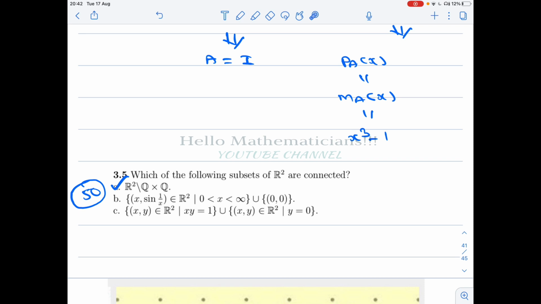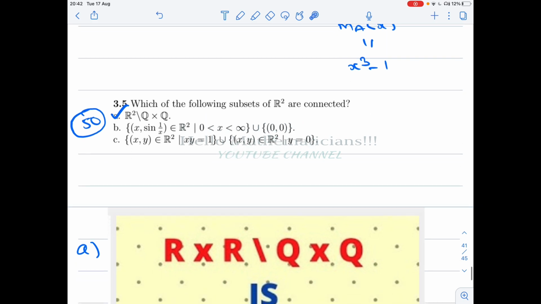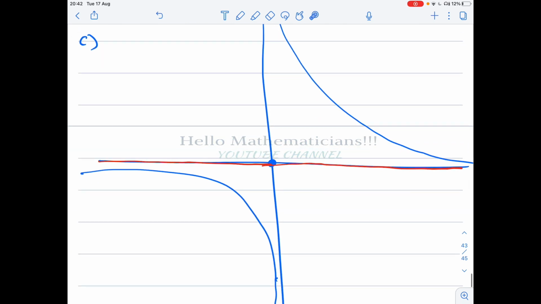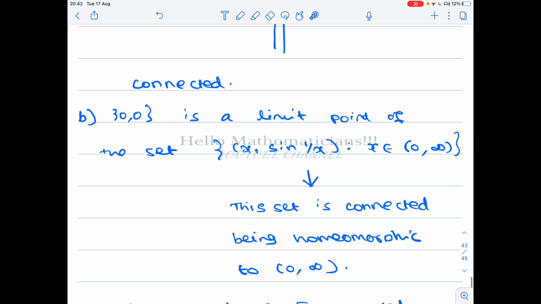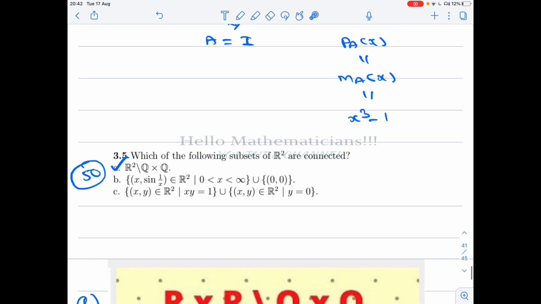It looks like the topologist's sine curve, but it is not. In the topologist's sine curve, you need the points on the y-axis from minus 1 to 1, but here they are not included. Nevertheless, we can argue in a similar way. So let's see. 0 comma 0 is a limit point of this set.